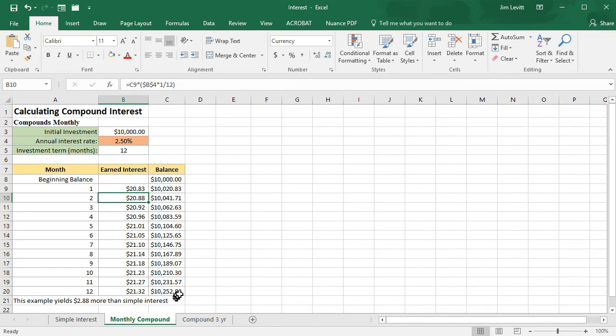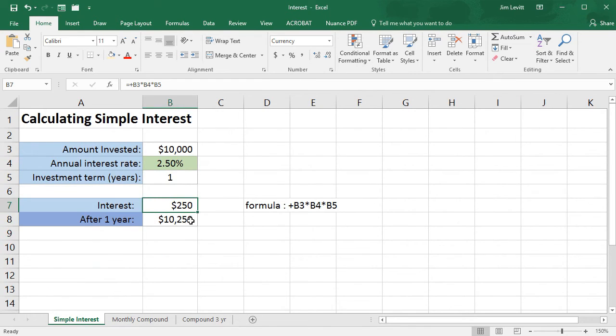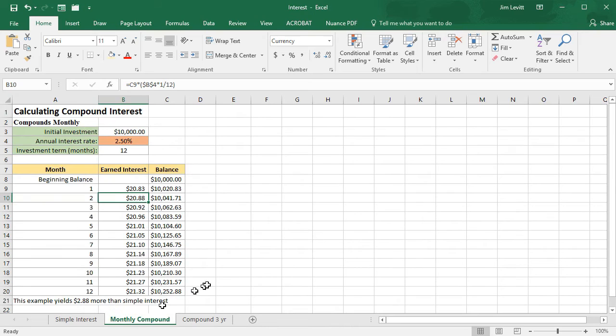And down at the end, my interest on that same amount, as we saw before, is a $10,252.88 balance. So that actually, because it's a monthly compound, gives me $2.88 more than I had with my regular interest in the previous sheet. So compound interest does put you a bit ahead. And if obviously the investment were huge, it would make quite a difference.